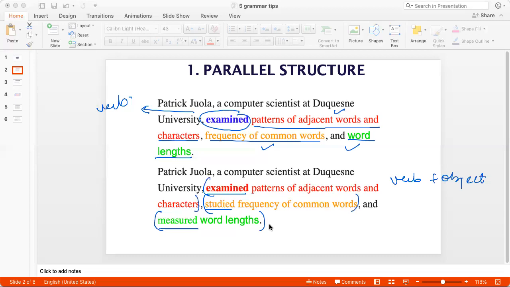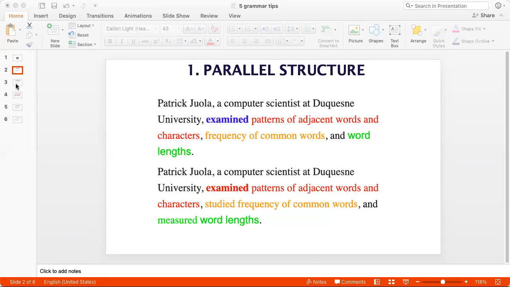Let's say there was an example which said, Patrick examined patterns of adjacent words and characters, frequency of common words, and measured word lengths. That would be wrong, right? Why would that be wrong? Because in that case, I'm using the verb examined for the first and the second item on the list, but I'm introducing a new verb for the third item, and that goes against parallel structure. Okay.